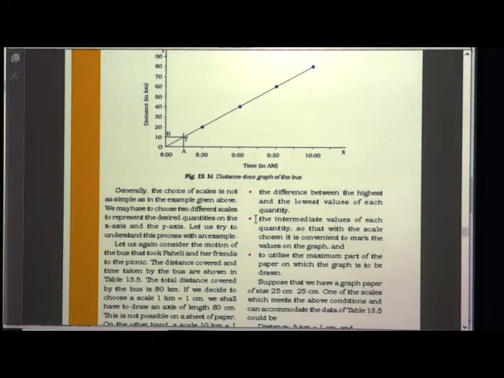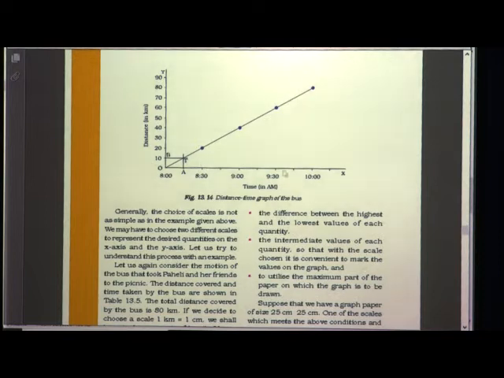Okay. So, first table we saw that one. Generally the choice of scales is not as simple as the example given above. We may have to choose two different scales to represent the desired quantities on the x axis and y axis. Here you can see on x axis time is given, and on y axis distance. But generally the choice of scale is not as simple as in the example given.